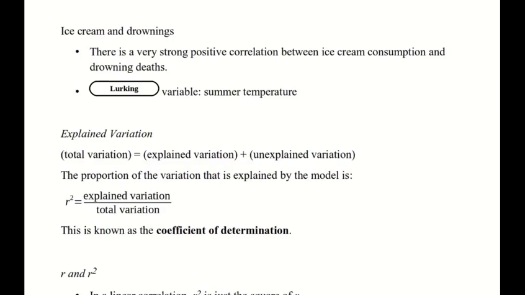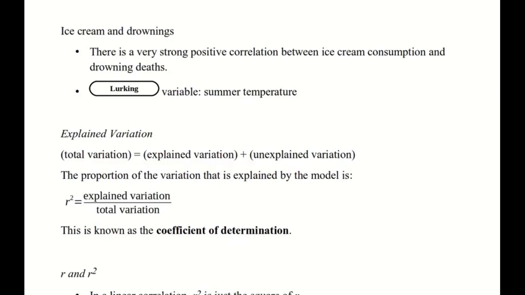Explained variation can also be found from our calculator. The total variation, that is, all those differences between the linear model and the data itself, can be broken into two parts. That is, the explained variation and the unexplained variation. The unexplained variation could come from other parts, but the explained variation is from the model. In other words, the difference in the data that is explained by the linear model.